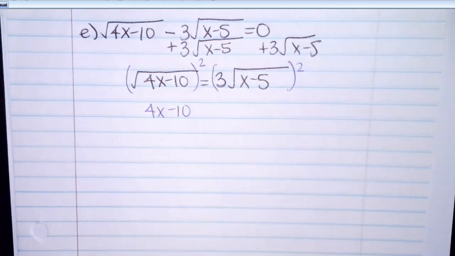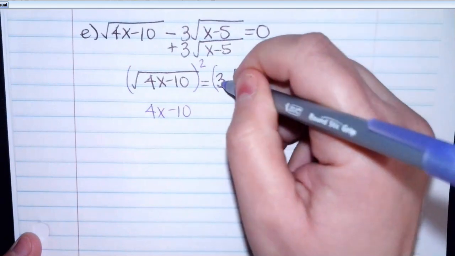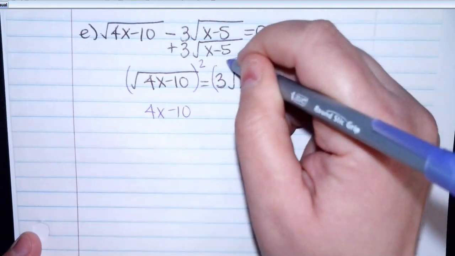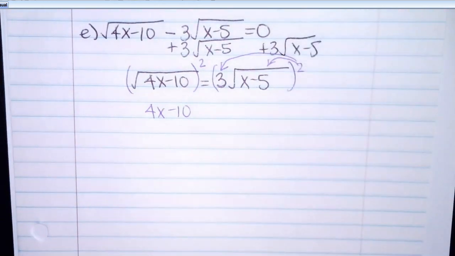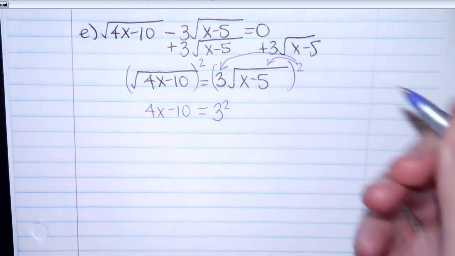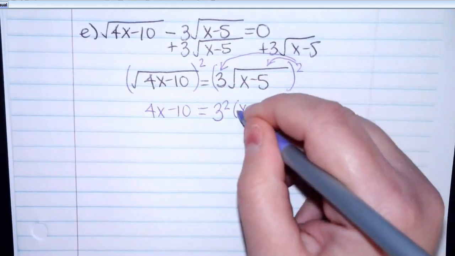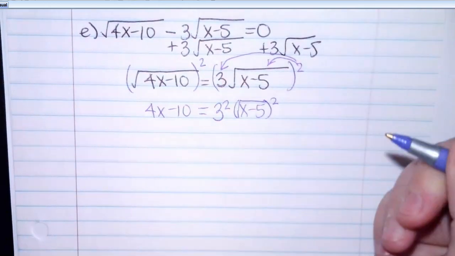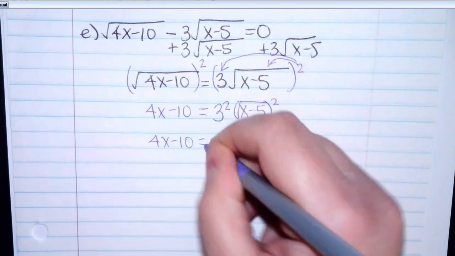This is a little tricky. I actually have a product here. I have 3 times this radical, so when I square this, I need to square the product. So I'm going to write out maybe an extra step here, but I'm squaring the 3, and then I have this square root of x minus 5, and that's going to be squared. So this is going to be 4x minus 10 equals 9.